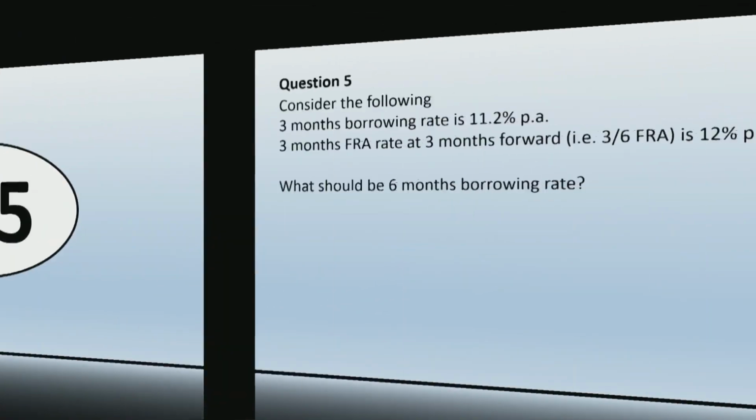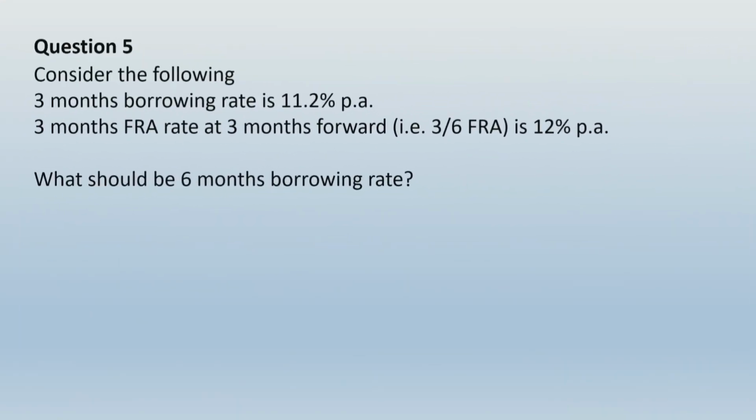Let us move ahead and take up the next question, that will be question number 5. Let us read this question. It says consider the following. 3-month borrowing rate is 11.2% per annum. 3-month FRA rate at 3 month forward, that is 3 by 6 FRA is 12% per annum. What should be 6-month borrowing rate?